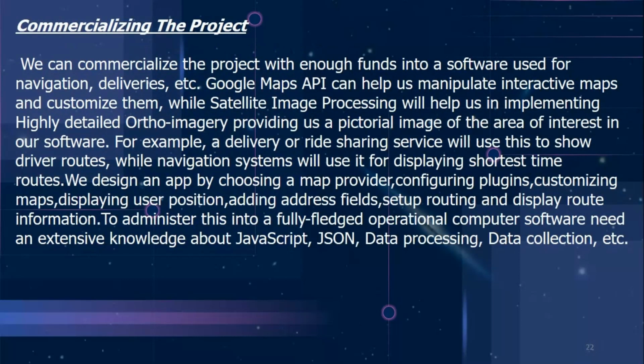Commercializing the project. We can commercialize the project with enough funds into a software used for navigation, deliveries, etc. Google Maps API can help us manipulate interactive maps and customize them, while satellite image processing will help us in implementing highly detailed orthoimagery, providing us a pictorial image of the area of interest in our software. For example, a delivery or ride-sharing service will use this to show driver routes, while navigation systems will use it for displaying shortest time routes.